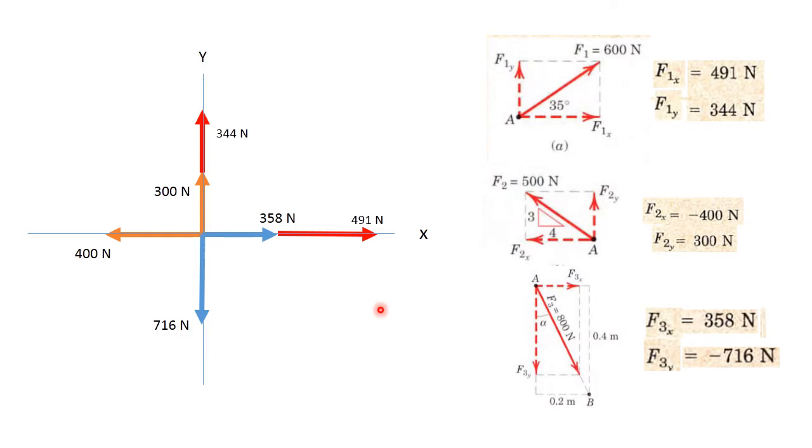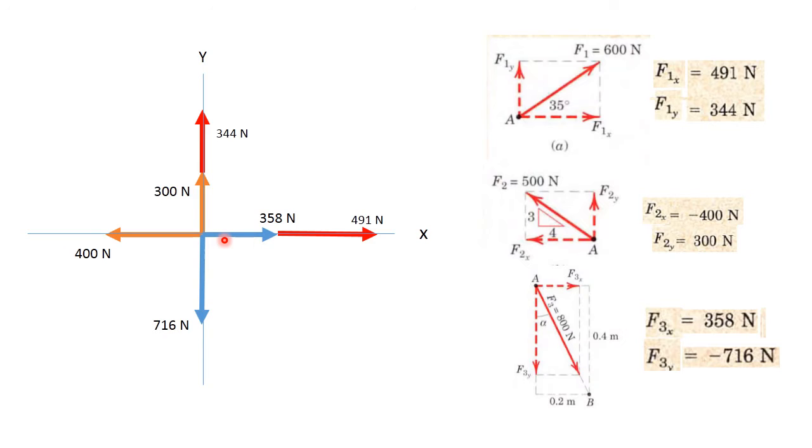Okay, so now the second step: we will find out what is the net force acting along the x direction and what is the net force acting along the y direction. So now we have only two types of force, either all horizontal force or all vertical force. As all are horizontal and vertical forces, we can simply do the vector addition to get it.